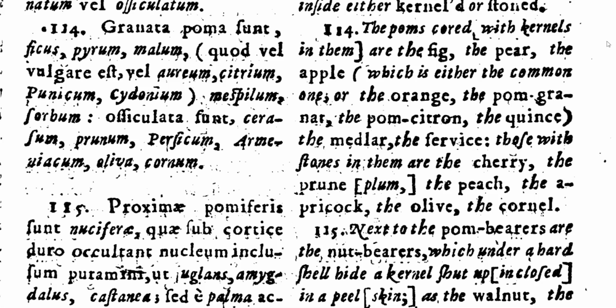Ossiculata sunt, those with stones in them are, understood here, the ossiculata sunt, the ones with stones in them are, Cerassum, the cherry, Prunum, the prune, the plum when it's on the tree, prune when it's dried in our modern English, Persicum, the peach, Armeniacum, the apricot, which we now call an apricot. But in this Old English, apricot, Oliva, the olive, and cornum, the cornel.